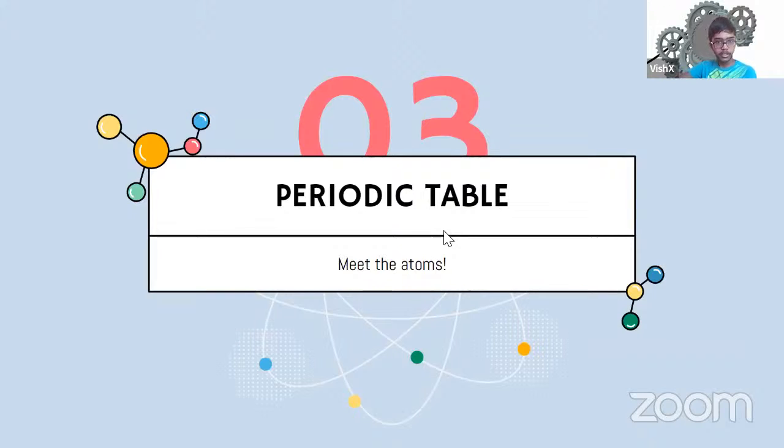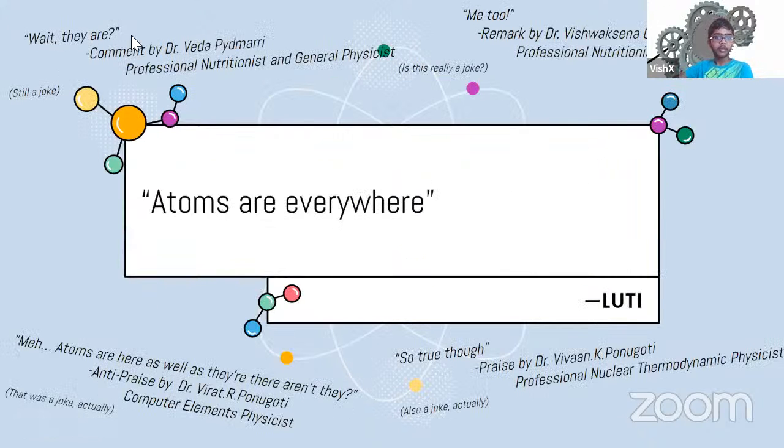Why is this here? Here's just a quote. Atoms are everywhere, which is true. Everything around you is made of atoms. They make up everything and are everything.